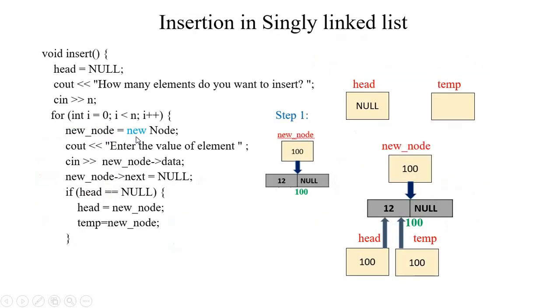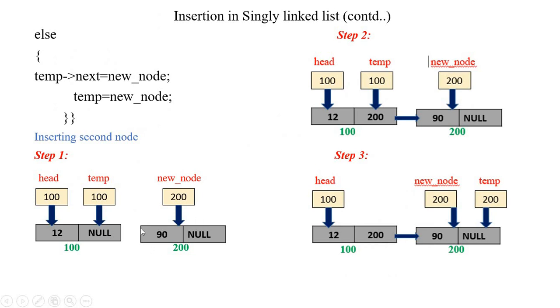New node is equal to new underscore node, which means I'm creating a new node and I'm saving its address in the new node. Initially, while creating the first node, the new node is pointing to the first node. Now I'm creating the second node. Now what happens? The second node, look at this picture, is created, and now the new node value is updated to be 200.